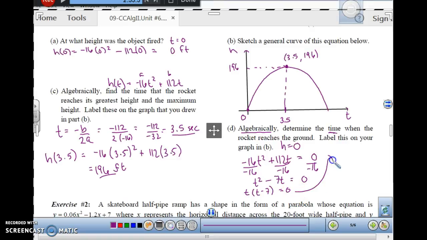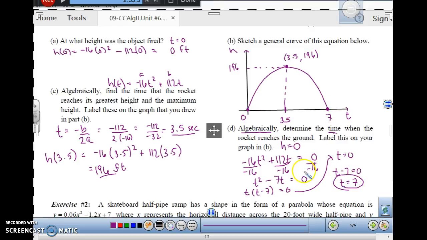So that means t is equal to 0, and t minus 7 is equal to 0, making t equal to 7. All right, so at 2 times, the rocket is at 0 feet. The starting point would be at (0, 0). The ending point would be at t equals 7. So this value would be 7.